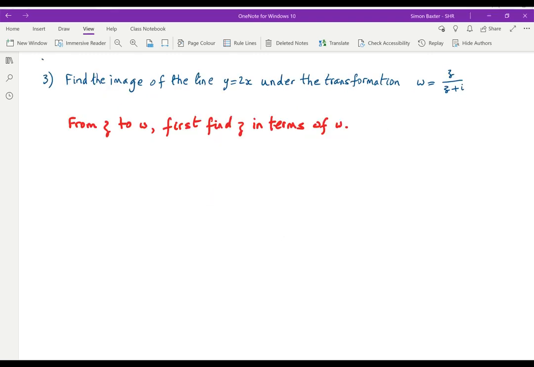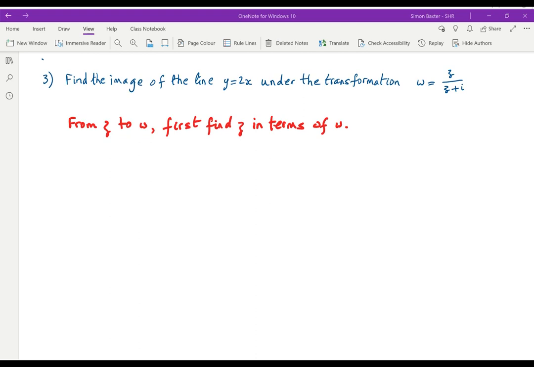In the third example, we're going to look at the image of y equals 2x under the transformation w equals z over z plus i. This already looks different. The image of y equals 2x is not the sort of curve we've been thinking of in previous examples. We're still going from the z-plane to the w-plane, so as a general rule, it's still a good idea to find z in terms of w.